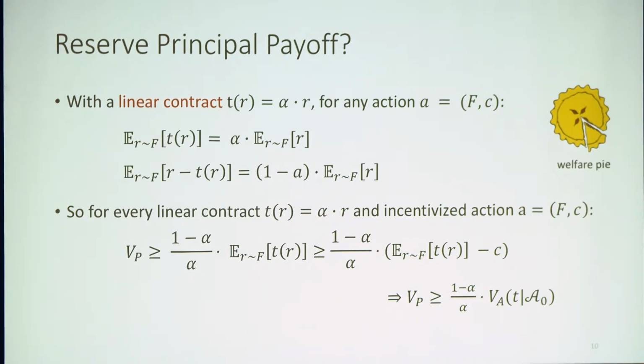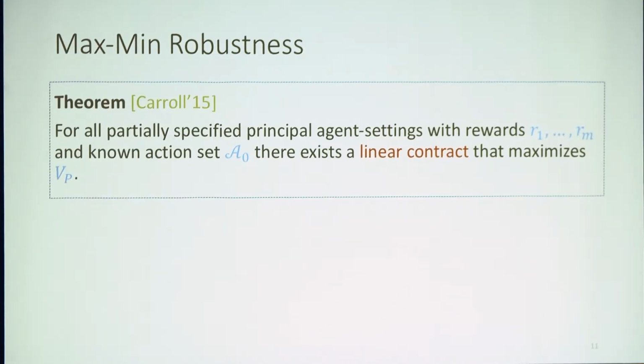And it turns out that maximizing this lower bound over alpha gives the max-min optimal contract. And in particular, it's a linear contract. Okay, so that's what I wrote here. So that's the theorem. For all partially specified principal-agent settings with rewards R1 to Rm and a known action set A0, there exists a linear contract that maximizes the principal's worst-case payoff over all possible extensions A of A0. Okay, and I gave you the formula. Statement clear?